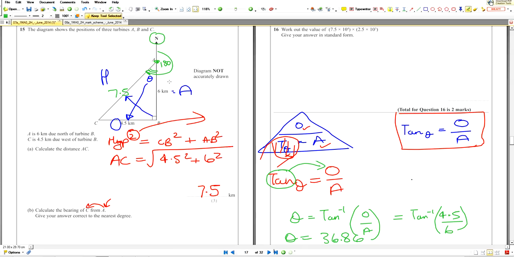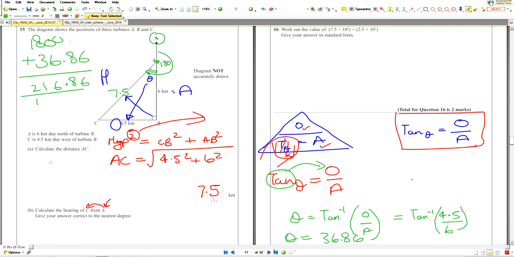Okay, now remember the bearing is going to be 180 plus, isn't it? Yeah, because that agrees with that angle here. So we have to now do 180 degrees, which is this part here, plus the angle we just worked out. So 180 plus, what was it? 36.86 degrees. And that will give us an answer of 216.86.